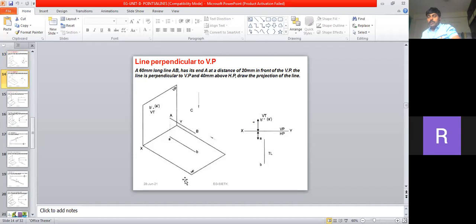The same problem. So it is a 60 mm line, 20 mm in front of VP and 40 mm above. Now look at this. The point they are saying, 40 mm above HP and 20 mm in front of VP. Right? This is what they are saying. Now please go through the point. So the same thing we are going to represent. Let us go for seeing the point. So let us mention the point.